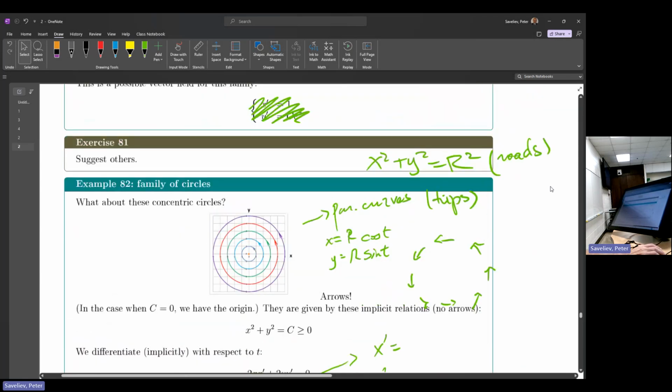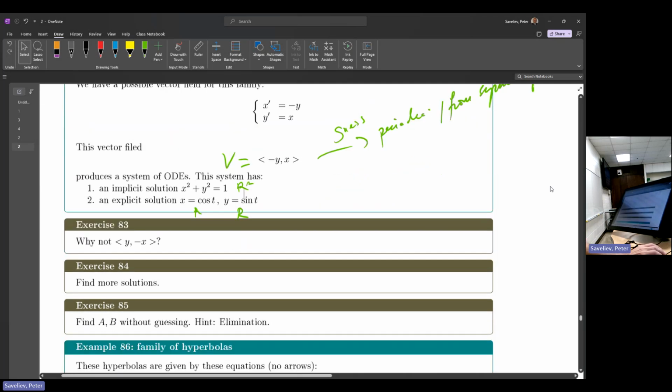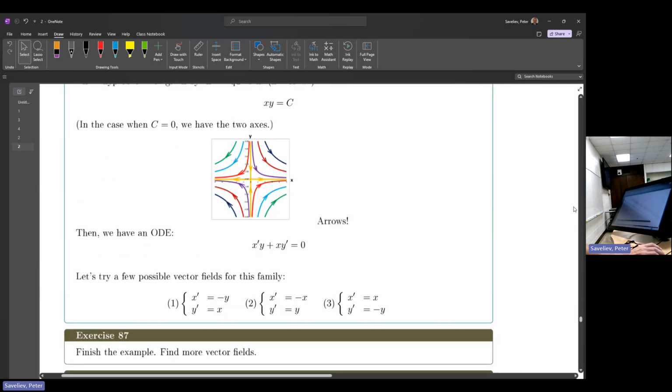And so you can test it, plug it into our differential equation. We're still finding all the solutions might be hard. So what we do instead is theoretical analysis. Okay, hyperbolas. Let's skip the hyperbolas. Also pretty much the same thing.